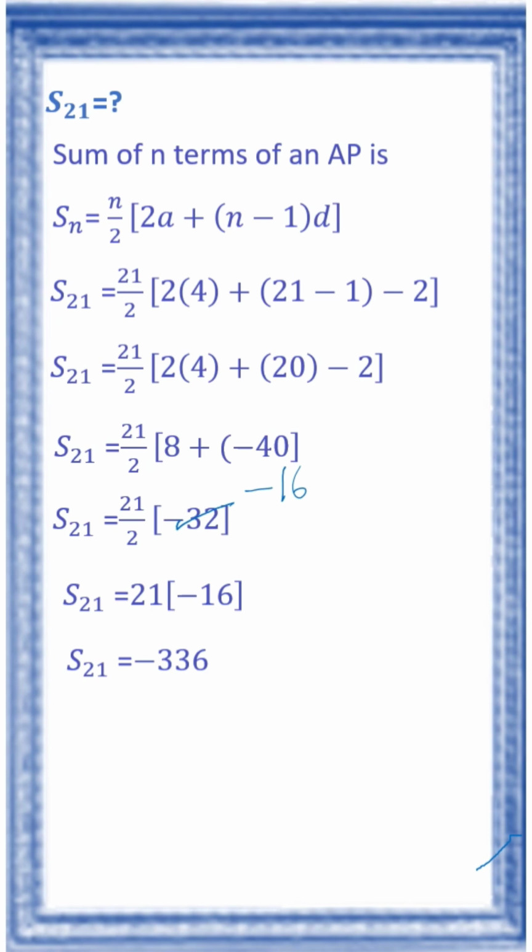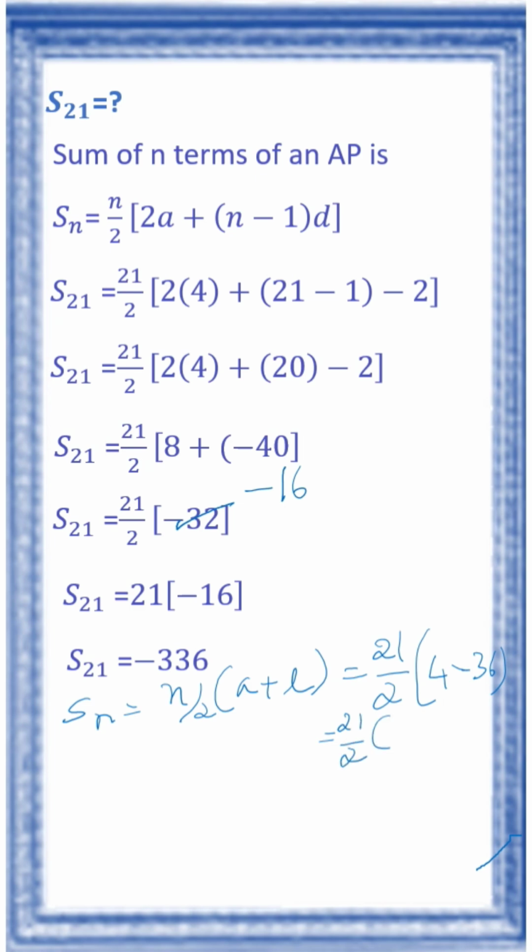The sum of 21 terms can also be found by using the formula Sn is equal to n by 2 into a plus l. We know that l is negative of 36, a is 4, n is 21. 21 by 2, a is 4, l is negative of 36. 21 by 2, this is negative of 32. See, this step only came here. 2 ones are 2, negative of 16. 21 into negative of 16. How much did we get? S21 is equal to negative of 336. For your convenience, either of the two methods you can do.